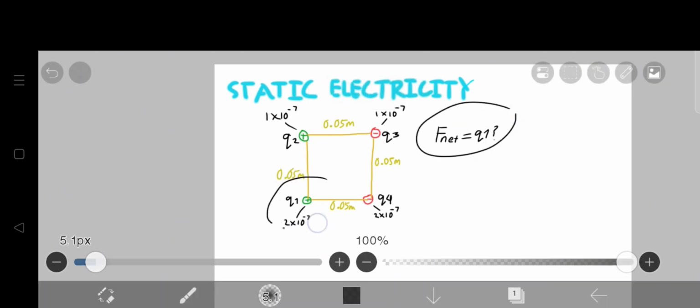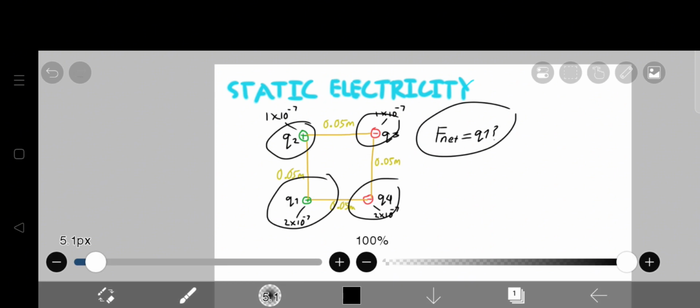So ito yung Q1 natin. Ano daw yung force na nararanasan ng Q1 with respect to these subatomic particles, which are Q2, Q3, and Q4. So again, ano daw yung net force sa Q1? Yun yung hinahanap sa problem na to.